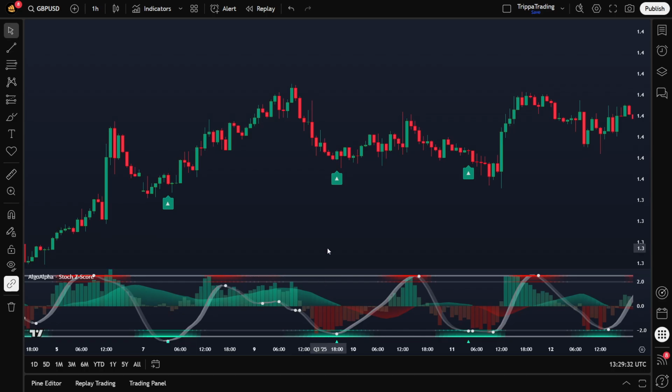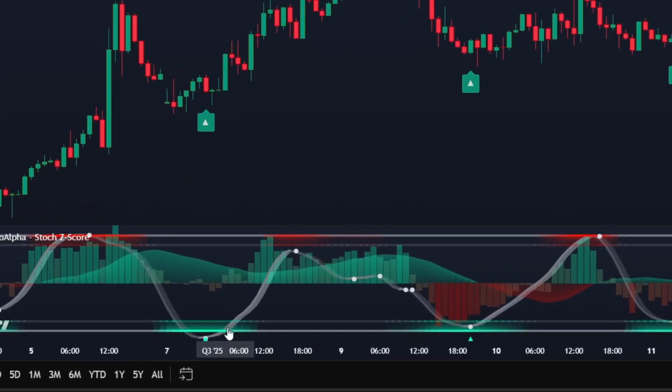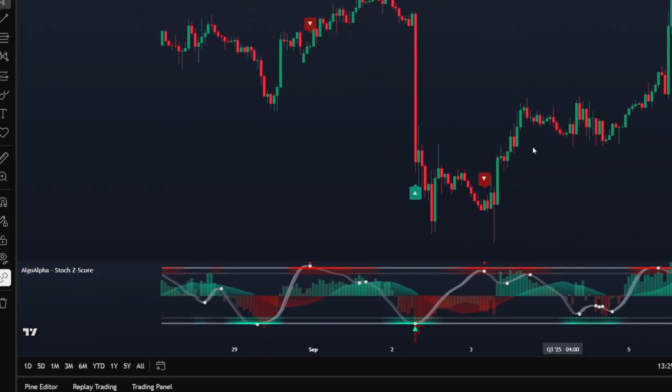The oscillator line gives buy and sell signals whenever it crosses its signal line. You'll see a small circle appear. White circle up means bullish momentum. White circle down means bearish momentum. But we don't take every signal. Many of them are false.